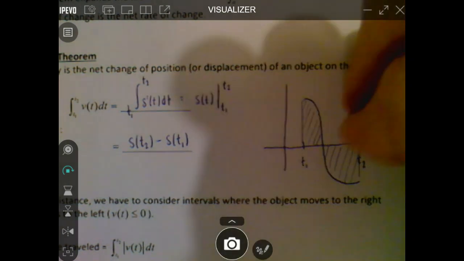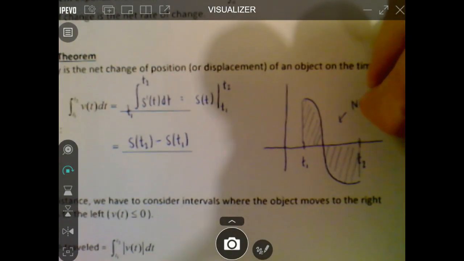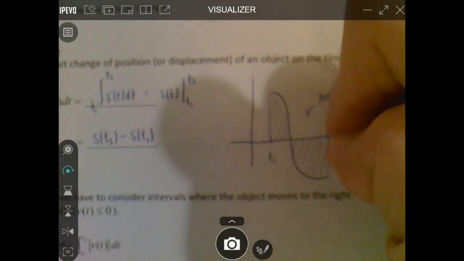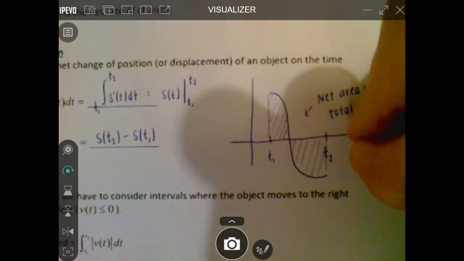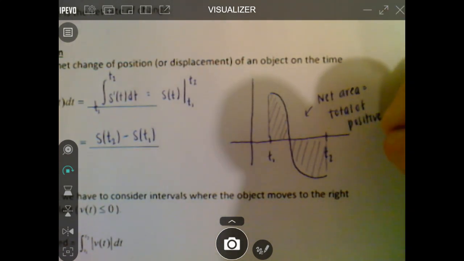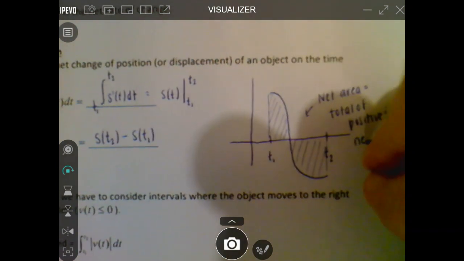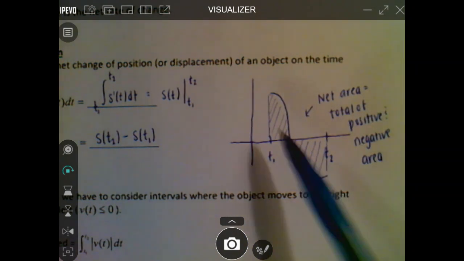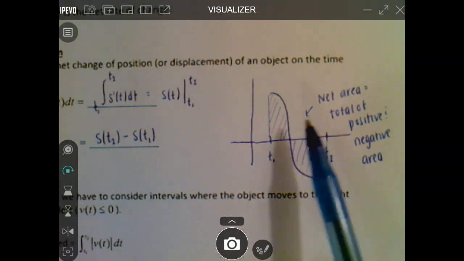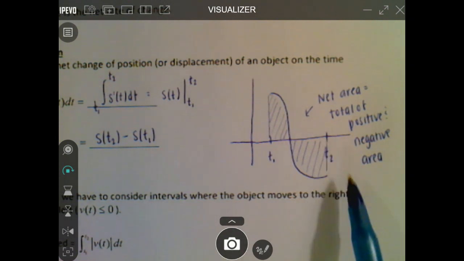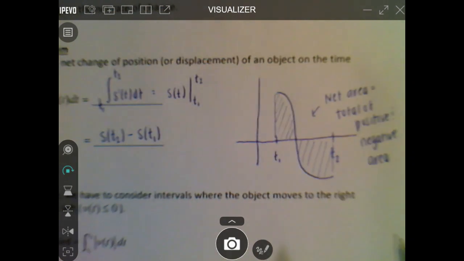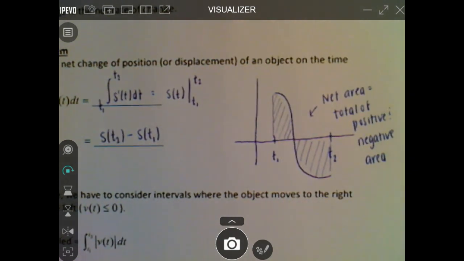Basically the net area sums the total of the positive and the negative area together. So this is a total of the positive and the negative area, and it just gives us a net area: positive and negative added together. The total area could be positive or negative depending on what area there's more of. If there's more under the x-axis, the total net area is going to be negative. If there's more above the x-axis, the net area is going to be positive.